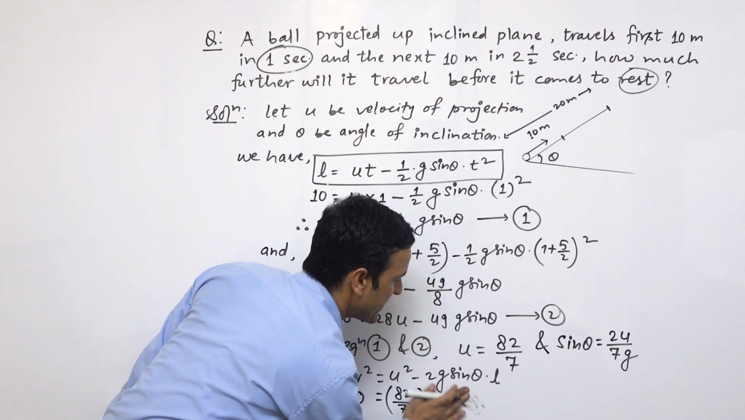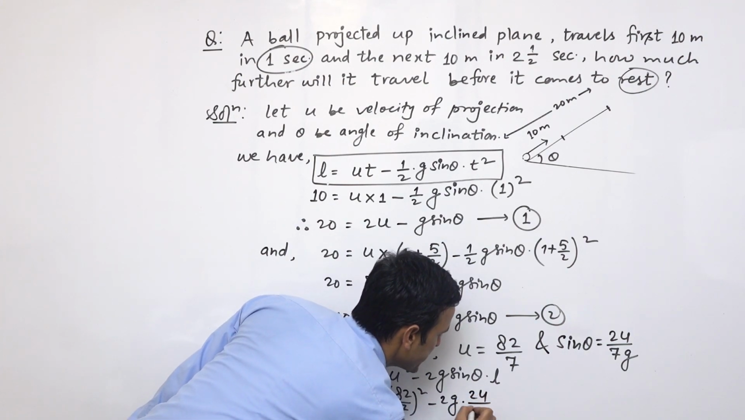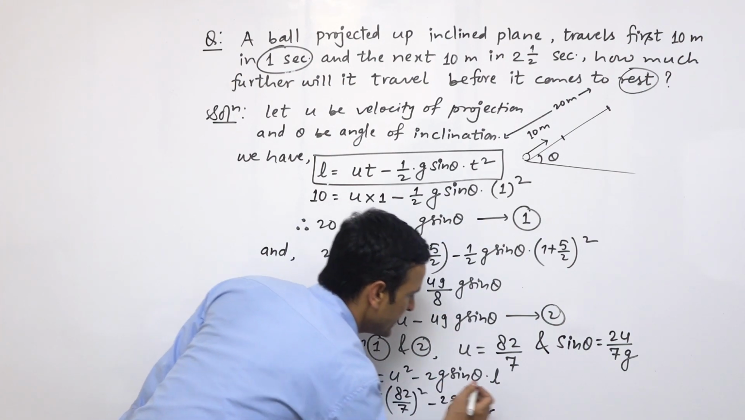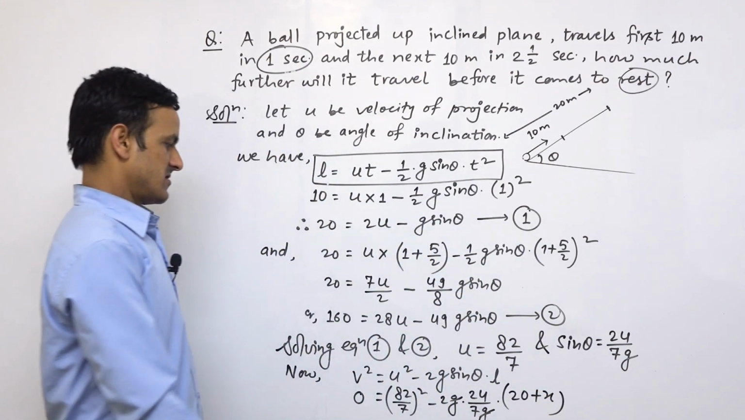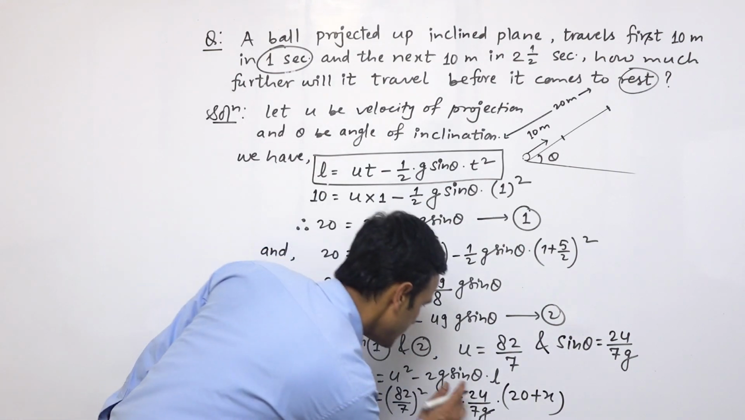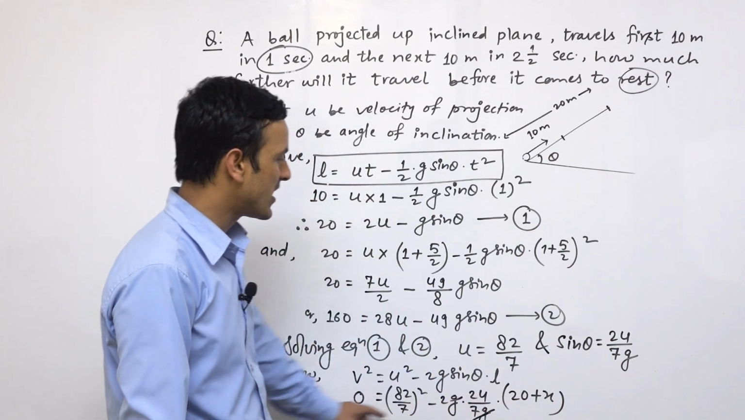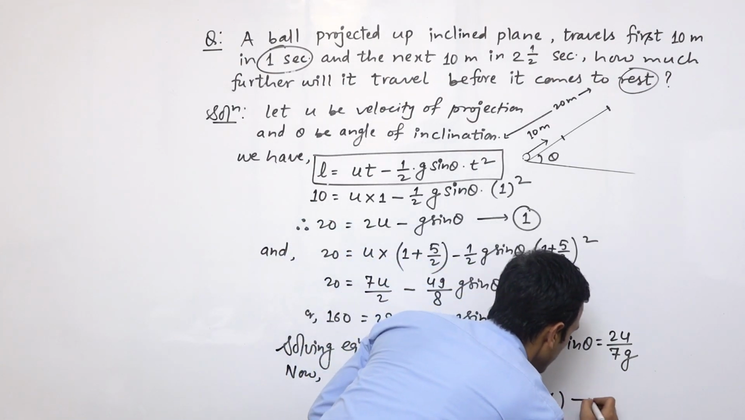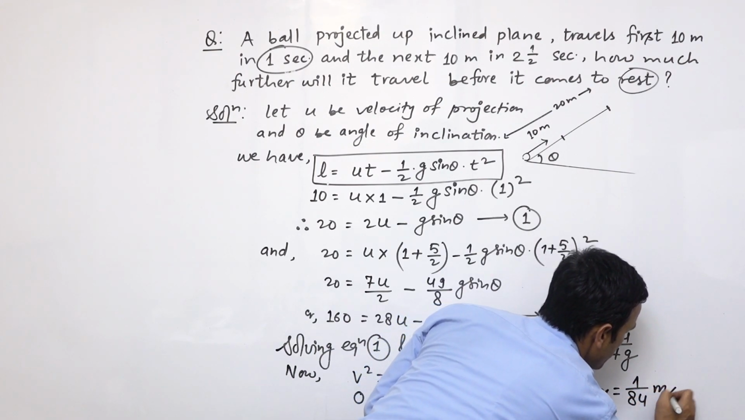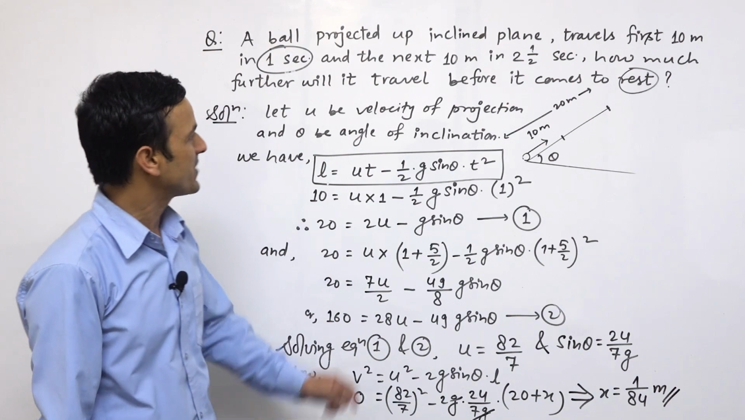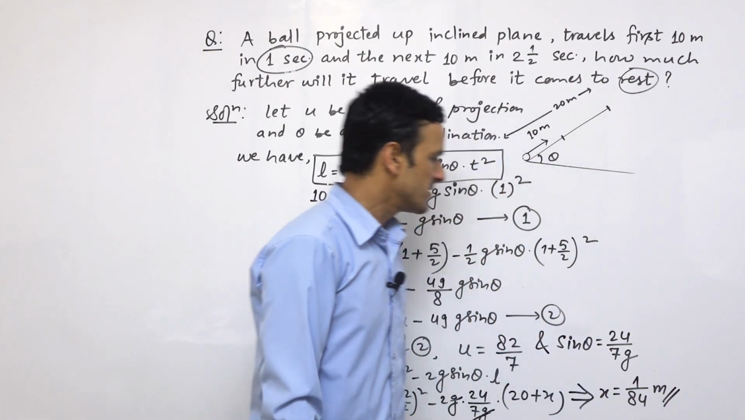Sin theta also we have the value of sin theta here. Sin theta को भ्यालु पनि लेखौं यहाँ 24 by 7g, g cancel, and L means it is 20 plus x. 20 plus x, this g and this g cancel already, and if you solve it then we can find out the value of x. So directly we can write down x is equal to 1 upon 84 meter. So before coming to rest, it can travel 1 upon 84 meter further.